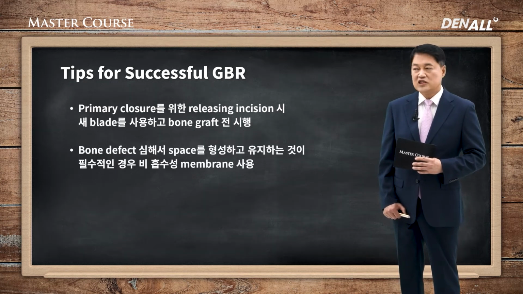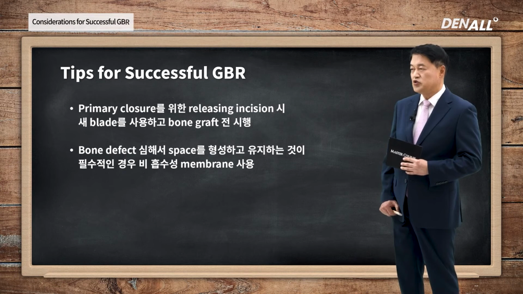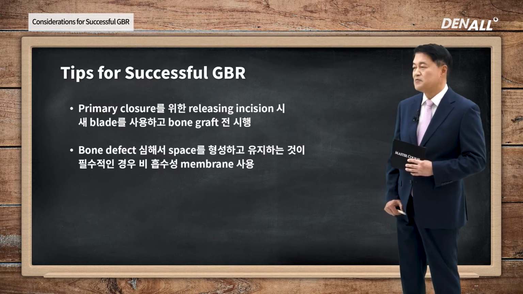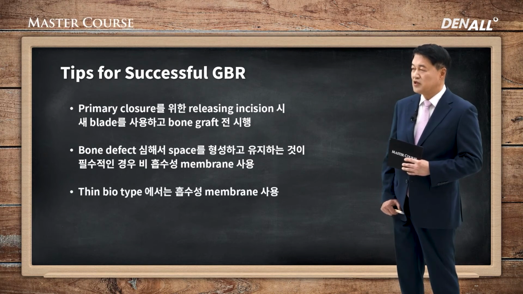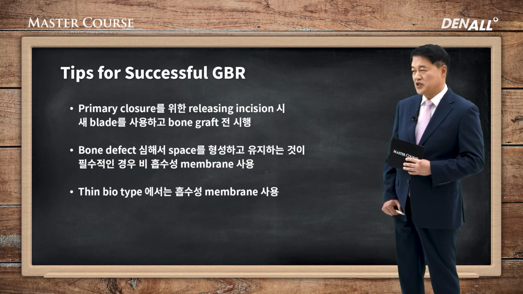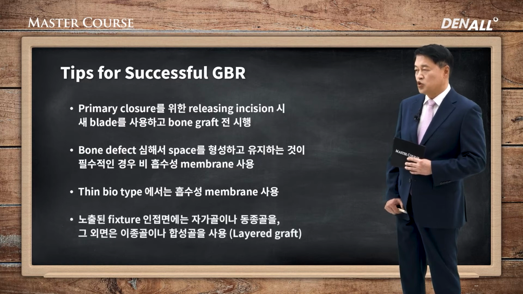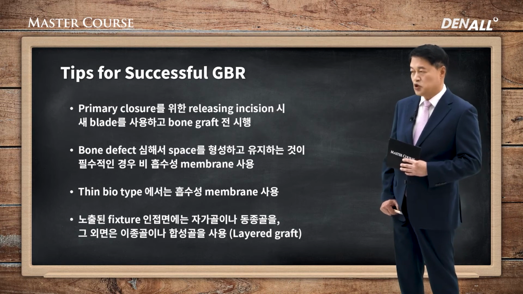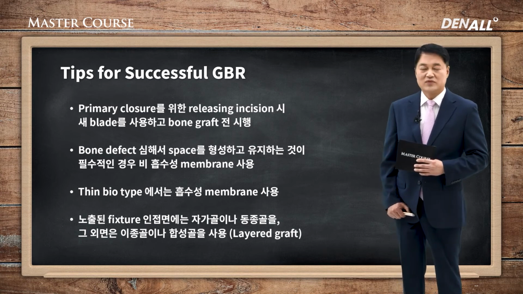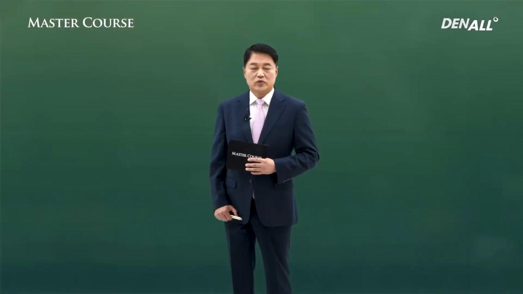When there is severe bone defect and if it is essential to create and maintain space, you should use non-resorbable membrane. In thin biotype, you should use resorbable membrane which has good biocompatibility. For exposed fixture, you should use autogenous or allograft material, and on top of it, you should use xenograft or synthetic material that is not resorbed for a long time. Layer graft should be done.